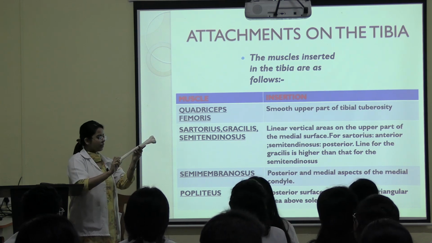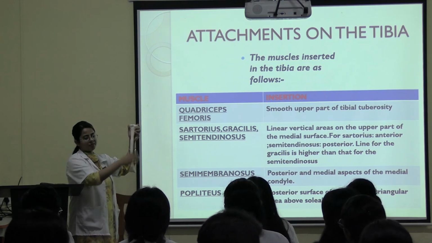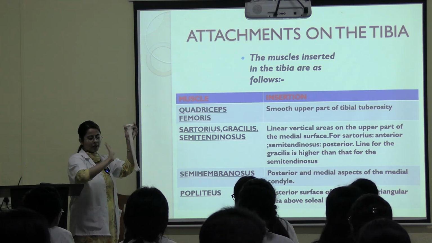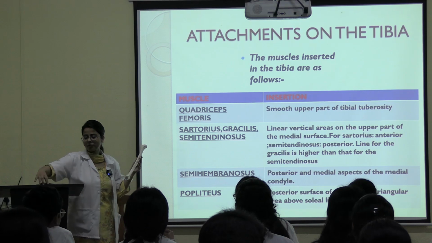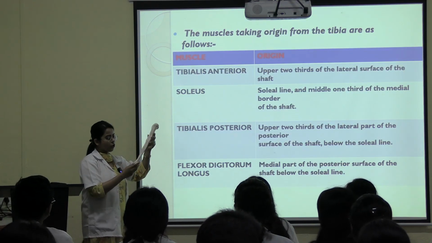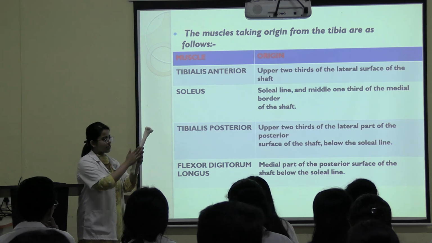Okay, and next one was popliteus. This triangular area in the posterior surface of the shaft. Clear? Now the muscles taking origin from tibia. Then we will go to the lateral surface. Okay, this is the lateral surface.